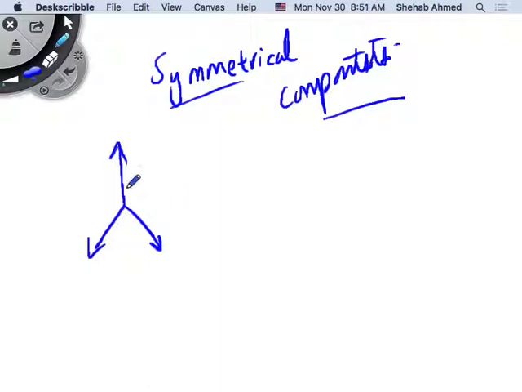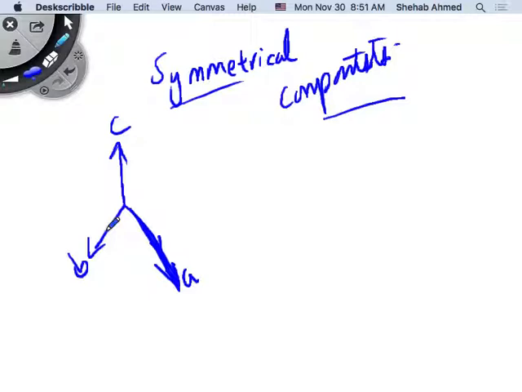If I have something that is not balanced, let's say this is A, this is B, and then this is C. This is larger than B and C, right? This is not balanced, even though they're 120 degrees apart, for example, but they're not balanced. So in this case, I cannot do this single-phase equivalent circuit business that I was doing, right? Do we agree or not?